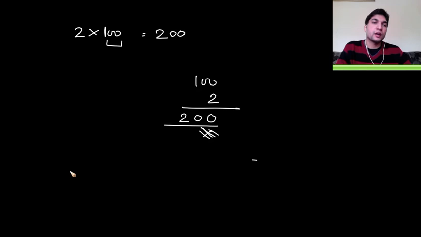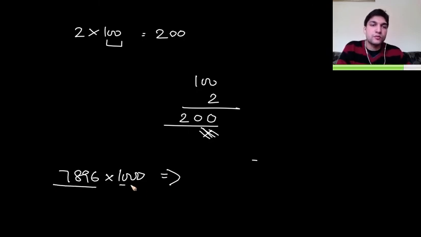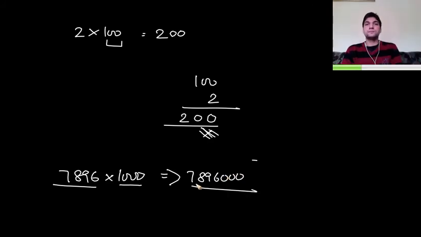Or if we have an even higher number, suppose 7, 8, 9, 6 times 1000. So the answer is very easy. Write this number as it is, then write these 3 zeros. 7, 8, 9, 6, 3 zeros. That is the answer, alright?